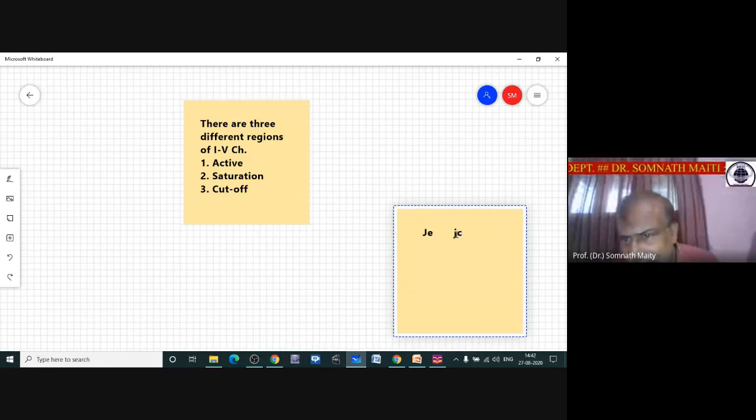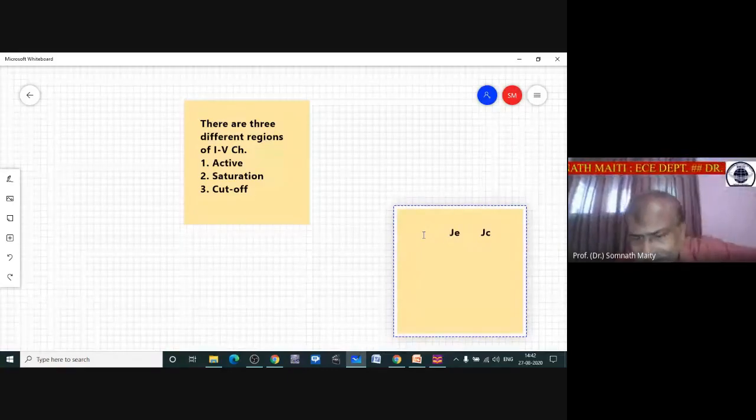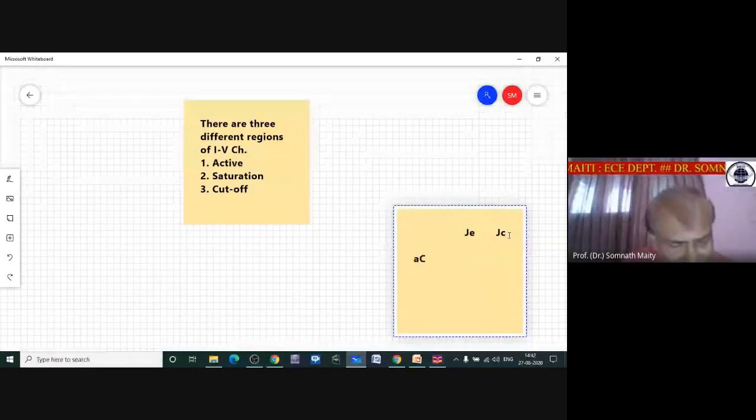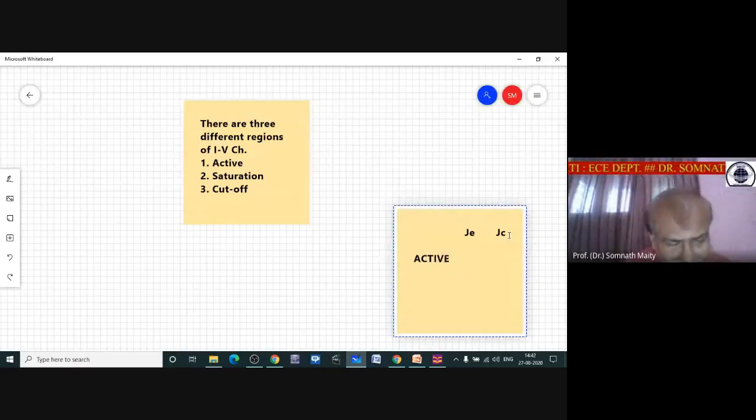JE is the emitter junction and JC is the collector junction. Okay. So next, if I say active, active means the emitter junction should be forward bias and the collector junction should be reverse bias. Okay.